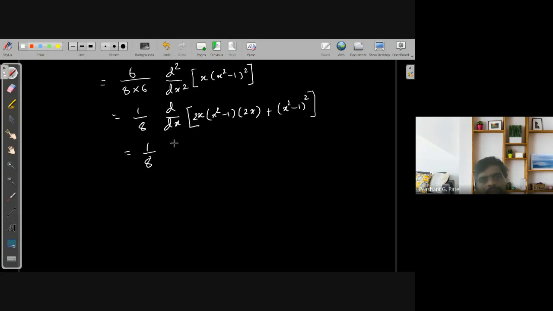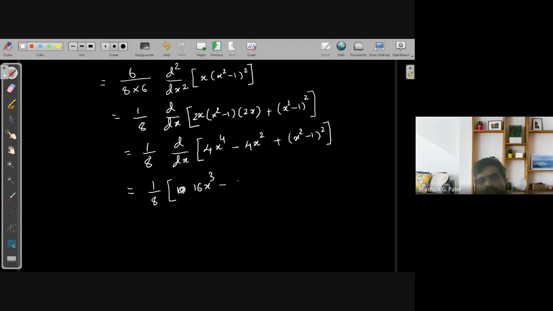Further, I can simplify this. This is d by dx of, you multiply this, 2 into 2 is a 4, x square into x square, that is x power 4 minus 4x square plus (x square minus 1) whole square. Again, if you differentiate this quantity, this will give you 16x cube minus 8x square plus 2 times (x square minus 1) into 2x.